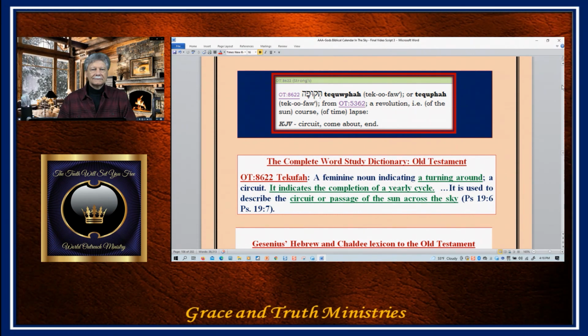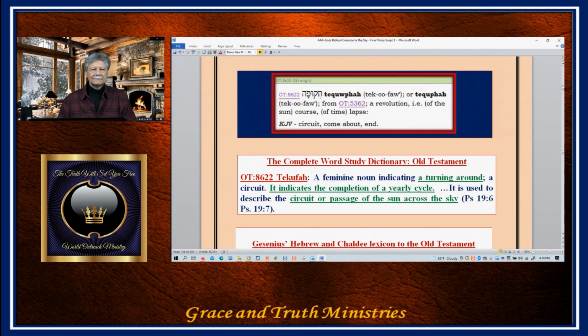Now, the word tikva is Strong's number 8622, and it means a revolution. An example, it says, of the sun, the course of time or a lapse of time, like the period of gestation of a child from the time of conception to the time of birth. The Complete Word Study Dictionary of the Old Testament goes on to say that it means a feminine noun indicating a turning around, a circuit. A turning around, like when you're going in a circle and you keep changing directions, don't you, as you move around in the circle.